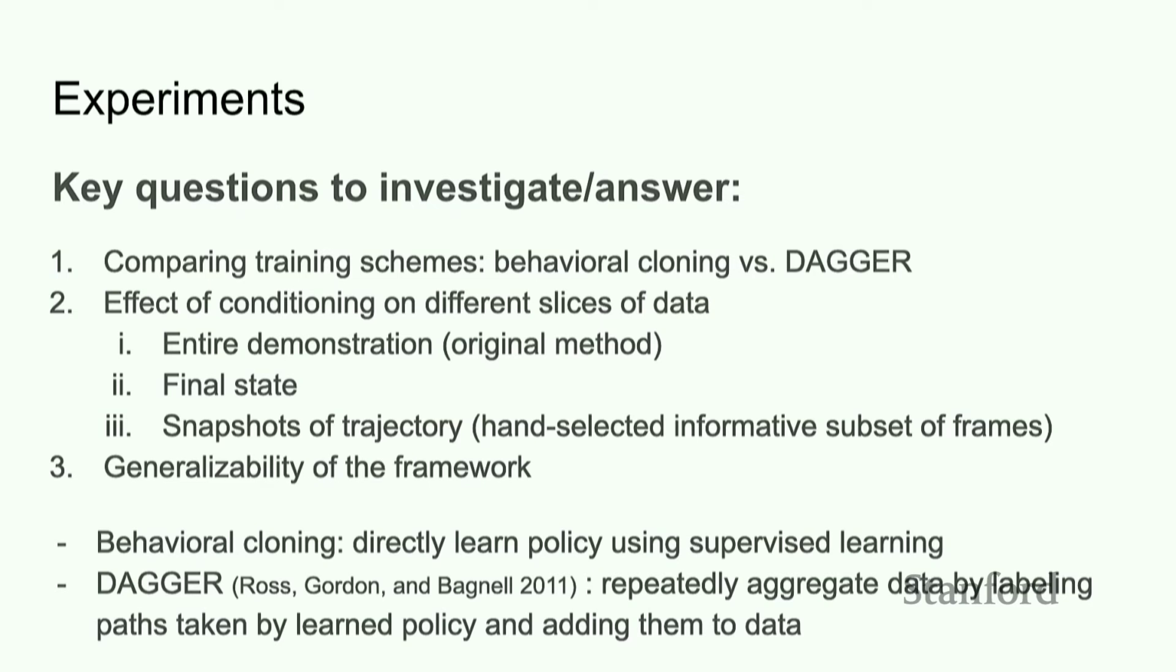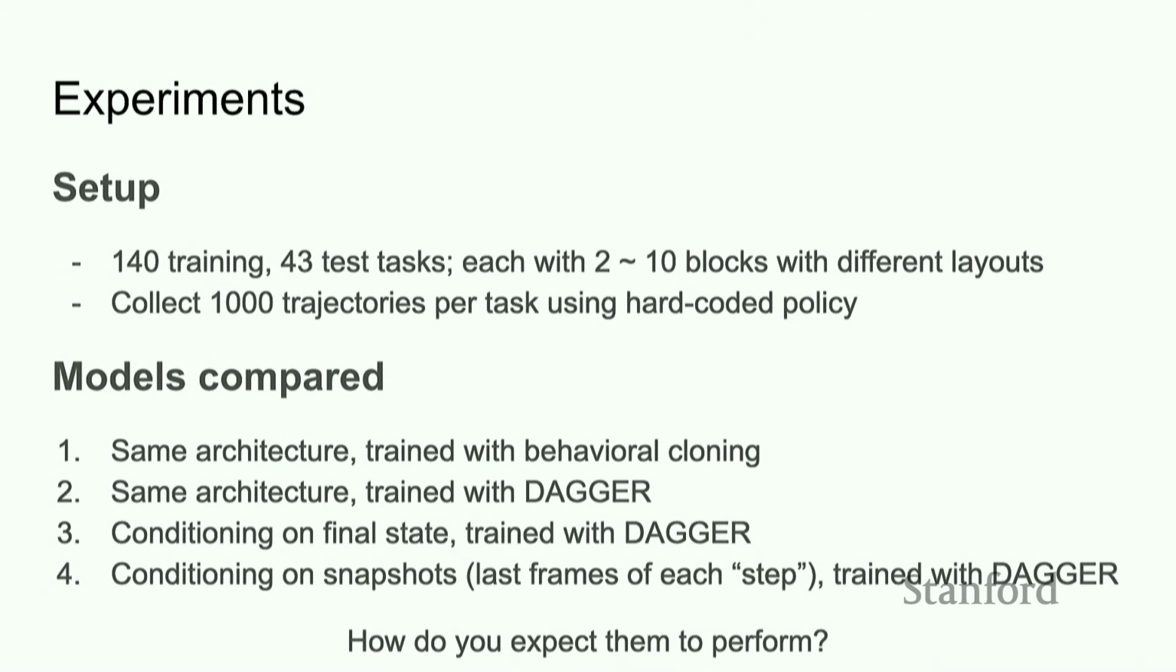The second question they wanted to answer is, what is the effect of conditioning on different data? If you remember back to our network, what we were doing was looking back at the whole demonstration and using that as the input. So what happens if we just look at the very last frame? Or what happens if we are allowed to look at only keyframes, which the authors manually selected? How does that affect our results? The last thing was, of course, how does this generalize? Does this network learn to generalize? So this is the setup.